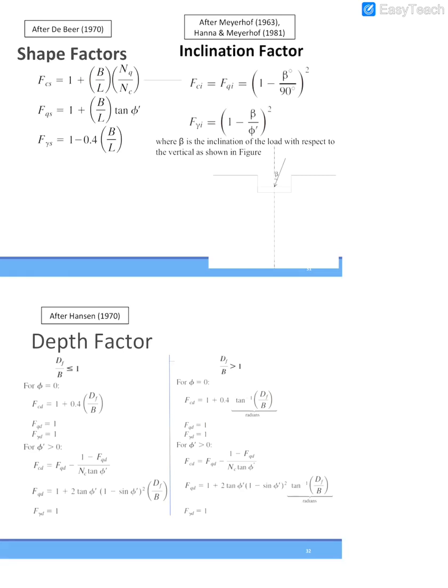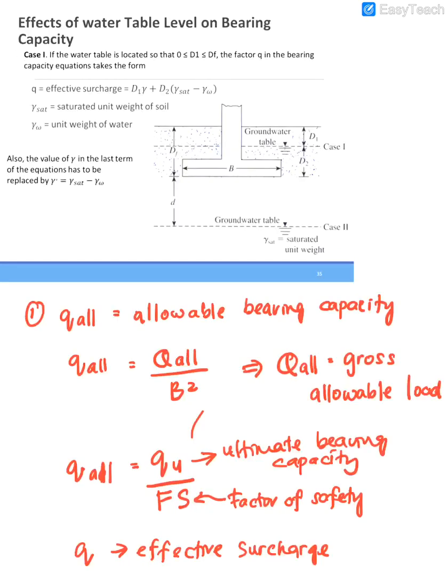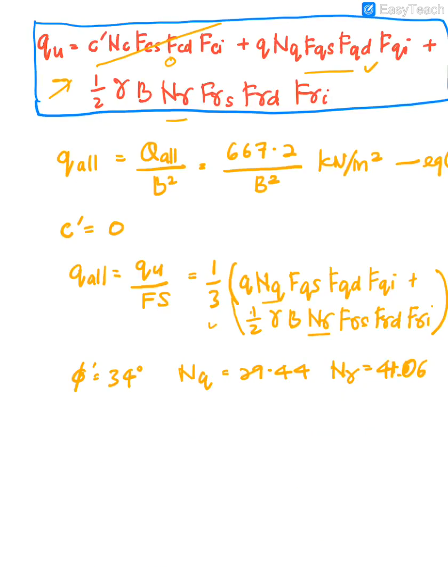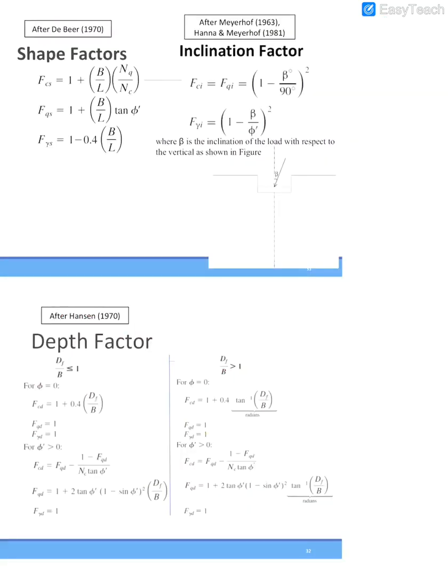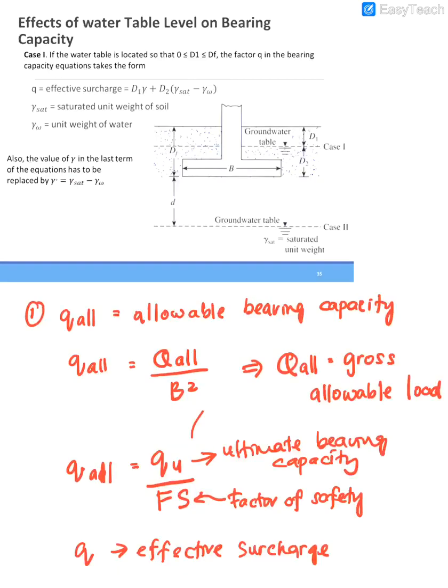The inclination factors are all equal to 1, because it is vertical loading. Alright. Okay, so now calculate the shape factors. You refer to this table here.